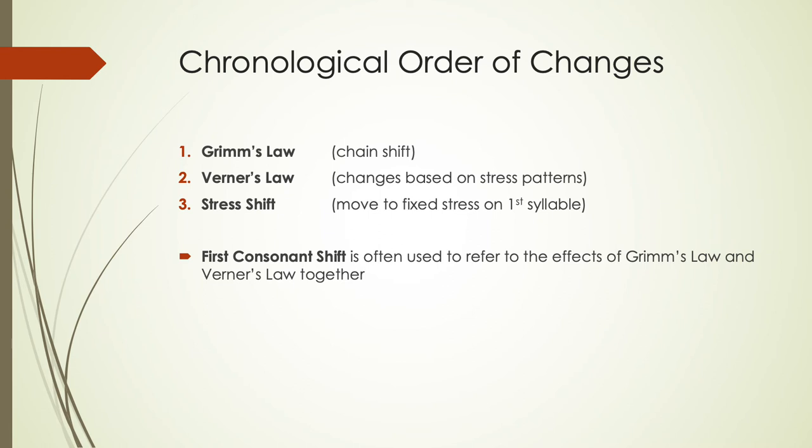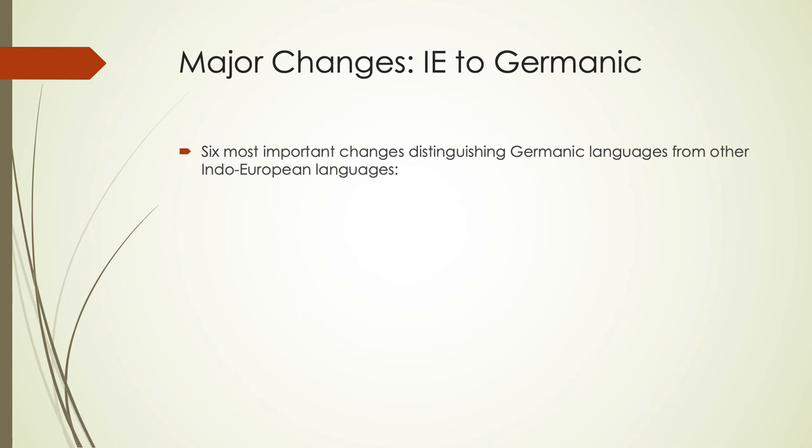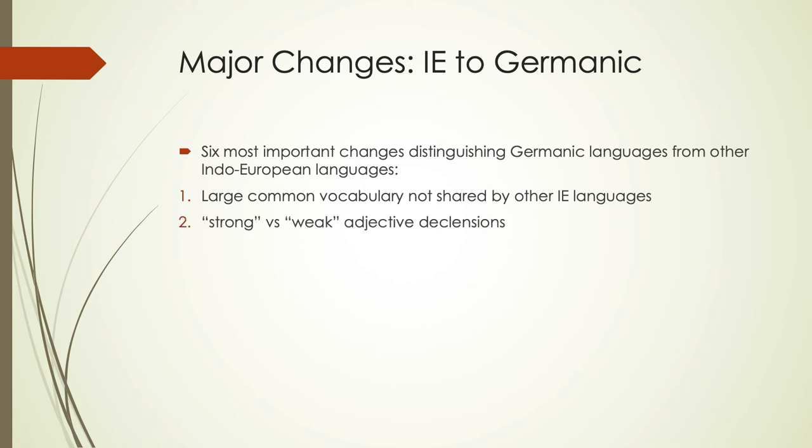But to recap some of the general major changes from Indo-European to Germanic in terms of the linguistic changes, there were six major things that distinguished Germanic languages from these other Indo-European languages. First, we had the large common vocabulary among Germanic languages that's not shared by other Indo-European language branches. Germanic retained that strong versus weak adjective distinction, something that other branches did not retain. We developed what are known as weak verbs that have our past tense dental preterite, so our -ed ending, for instance, in present day English.